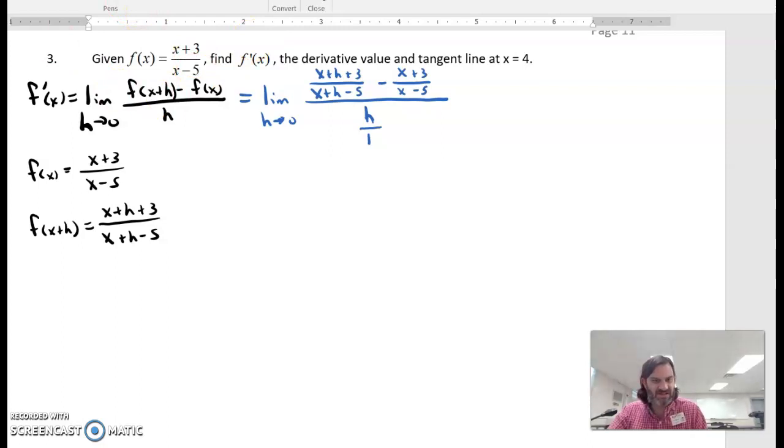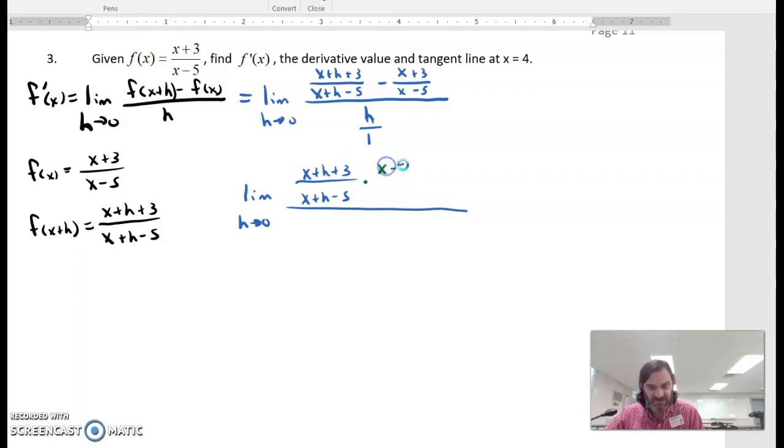So I'm going to take the next line, and it's going to be pretty horrific, but it'll look like the limit as h approaches 0 of the first fraction, x plus h plus 3 all over x plus h minus 5. We need to have this with a common denominator with the other fraction so we can combine them. So I'm going to multiply it by x minus 5 over x minus 5. That gives us the same denominator as the second fraction, and it'll just be 1, so it really doesn't mess anything up.